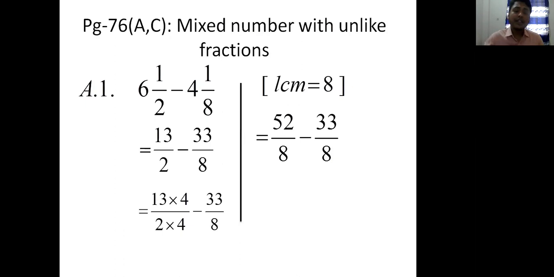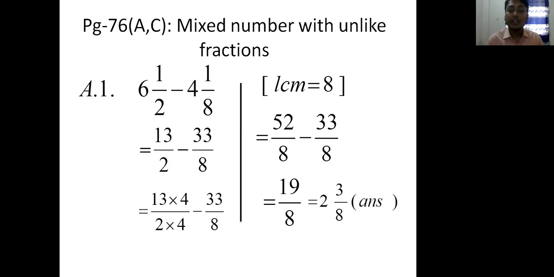Dear student, if you don't want to write this line, no problem. You can go from the second line to the third line directly. Be very careful. Again I'm showing in detail how it comes. So finally, 52 minus 33. You can also write the subtraction answer directly. So 19 by 8. Finally you got 19 by 8. Understand? Because 52 minus 33.